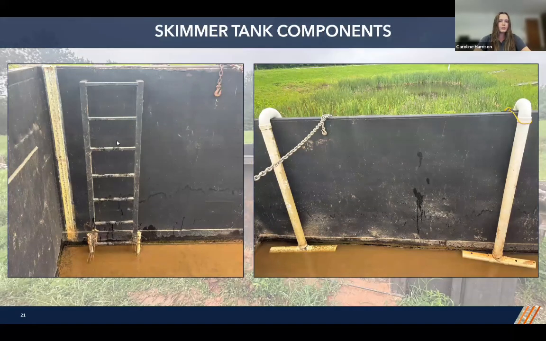So, to give you a quick tour of the skimmer tank, in the left photo, we have our access ladder so that we could get in and out. We also have the measuring tape adhered to the wall so that we could take manual measurements throughout testing. And then at the bottom of the access ladder, we have our little PVC pipes, and that's where our level logger would go in. A level logger is our pressure sensor, and it would measure the change in water depth as the skimmer is draining the tank throughout a test.